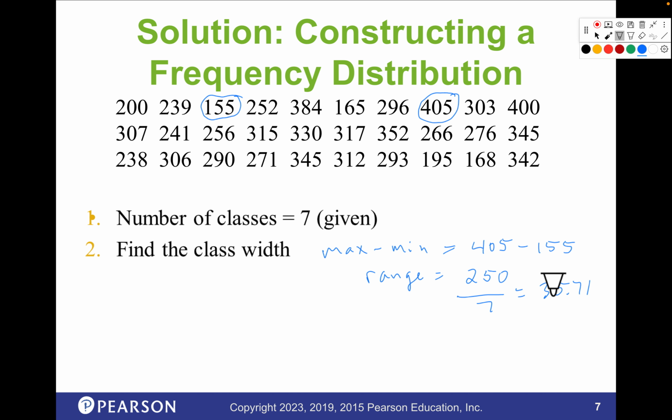What we're going to do is we always round up. Even if it was 35.01, we would go up to 36. Okay, if there's a little bit over 35, we always round up to the next one, just so we have enough space and everything. So what we're going to see is our class width we're going to use is 36. Okay, so far so good.